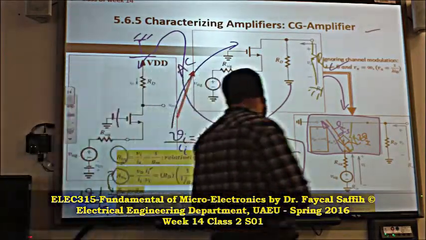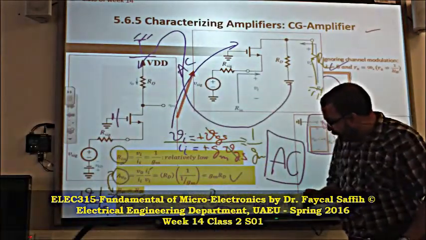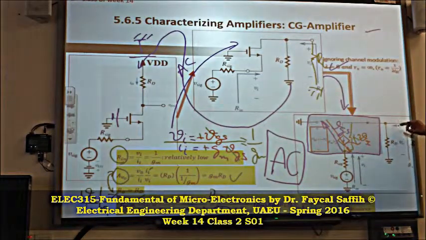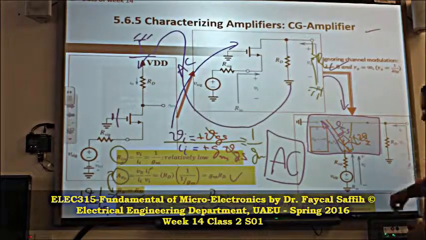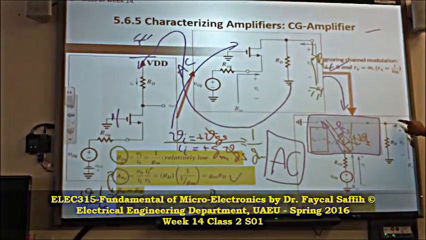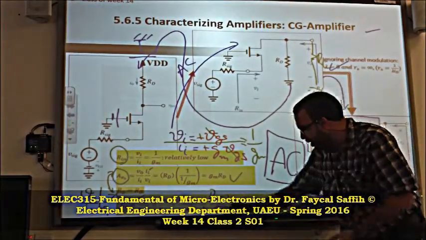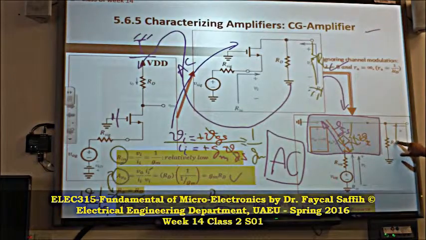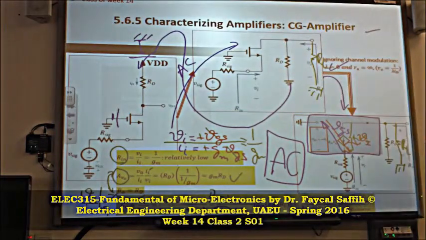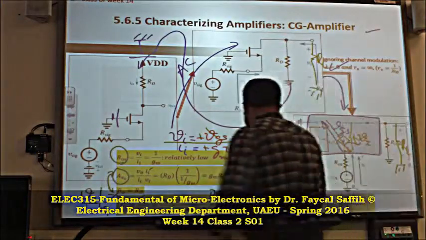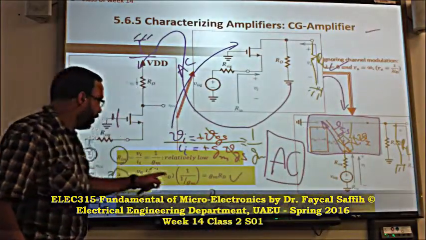Okay? And that AV naught is going to be equal to what? So now in this case, we don't have RD only. We have also what? RL. What's that RL? Let's see. It's going to be here. RL is going to be here. So it will be RL in parallel with RD, multiplied by GM. And that's going to be the voltage gain.